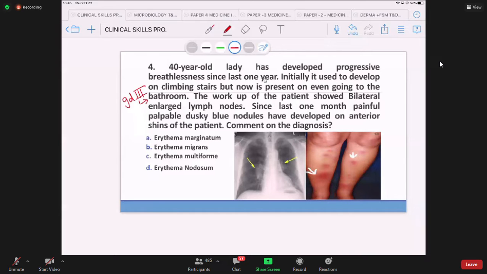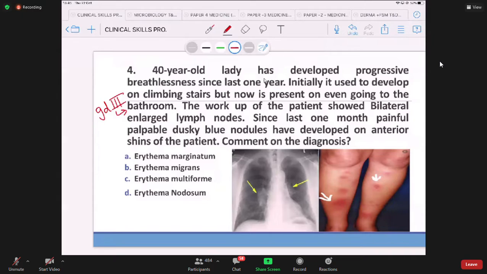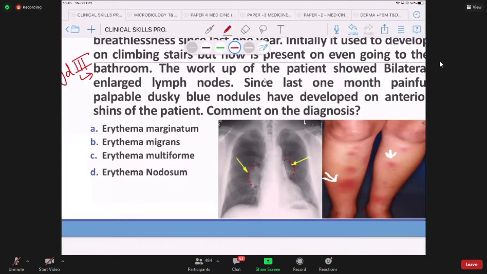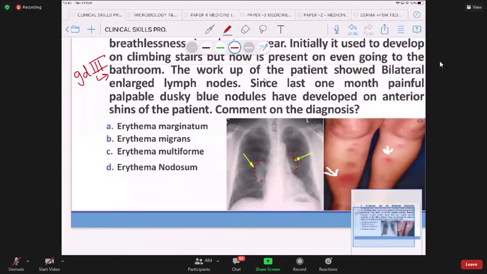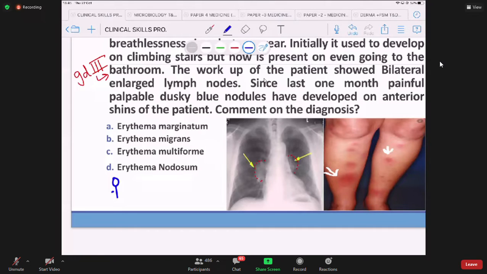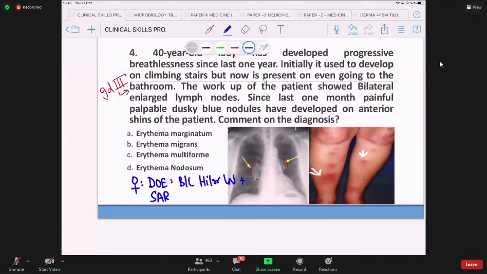So she has deteriorated. The workup of the patient is showing bilateral enlarged lymph nodes. You look at the x-ray of this lady, you can definitely see very classical shadows of lymph nodes present. So whenever you read about gender being female, dyspnea on exertion, and bilateral hilar lymphadenopathy, the first thing that should strike your mind in every internal medicine question where you read about bilateral hilar lymphadenopathy in a woman having breathlessness on exertion is sarcoidosis.